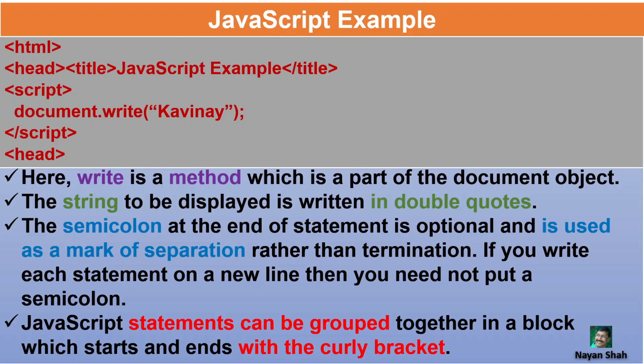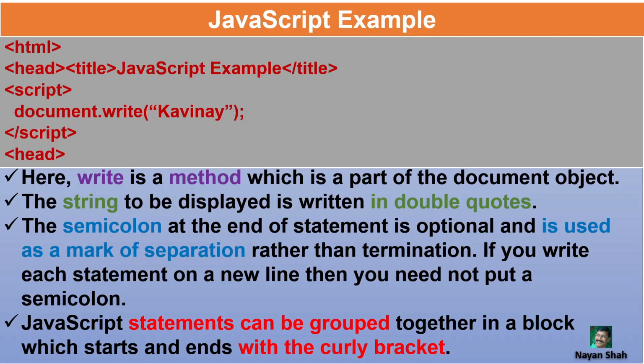Remember, as far as the board exam is concerned, this statement is very important: a semicolon at the end of a statement is optional and it is used as a mark of separation rather than a mark of termination. If you write each statement on a new line, then you need not put a semicolon. JavaScript statements can be grouped together. If you want to say that all these statements are in one group, then they must be written within a set of curly brackets, which is not shown here, but we will see further in the next example.